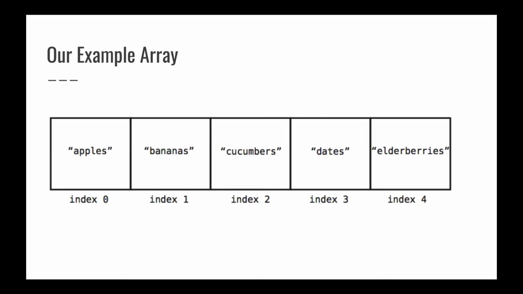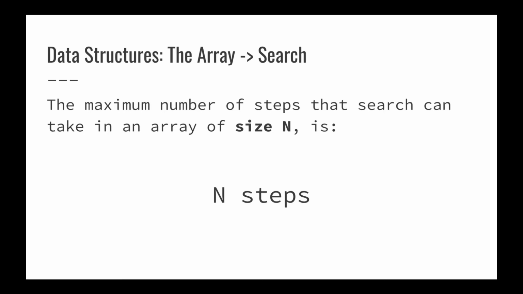So for an array that has 5 things in it, the maximum number of steps for search would be 5. If the array had 100 things in it, the maximum number of steps it would take to find something within that array is 100. So for any array that has n items in it, it could take up to n steps to find something. If you're finding either the last item in the array or looking for something that's not in the array at all.